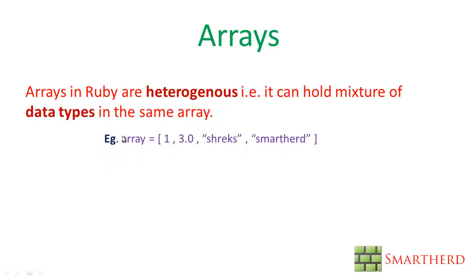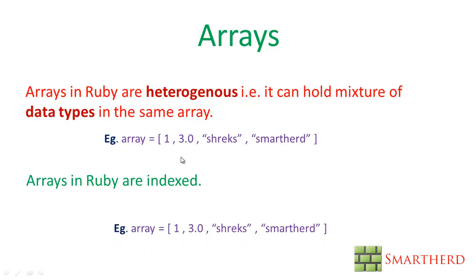For example, let's name our array as a simple array. So here we have two strings, Shakes and Smartherd, one floating point value and one integer value. Now let's go to the second conceptual property of the array. That is, arrays in Ruby are indexed. That means this is an array, so 1 has some index, 3.0 has some index and so on.